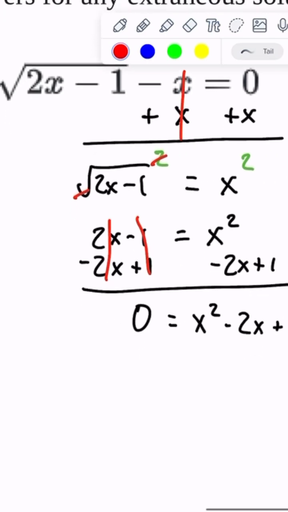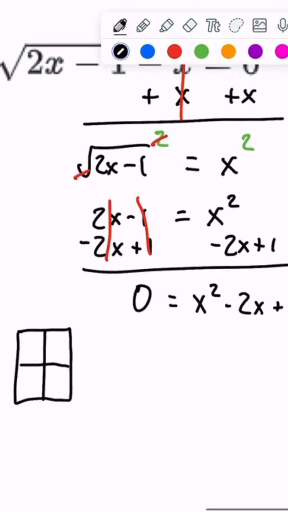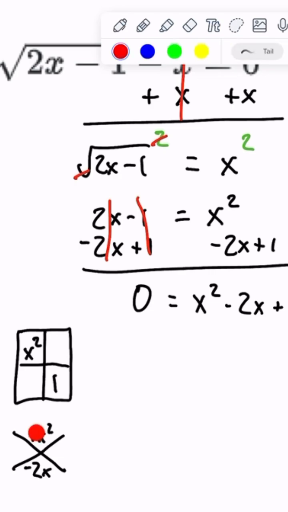All right, so now we are going to factor this. So go ahead, draw a box. Draw a diamond, and we are going to do our normal factoring process. First one goes in the first box, last one goes in the last box, middle in the bottom of the diamond, and multiply the first and the last, so we get 1x squared, and that goes on the top. Now we're thinking, what multiplies to 1x squared but adds to negative 2? That will be negative 1x and negative 1x. You put those in the corners.